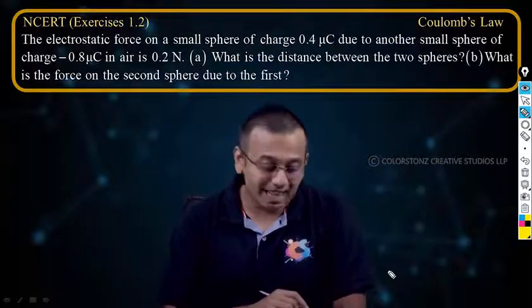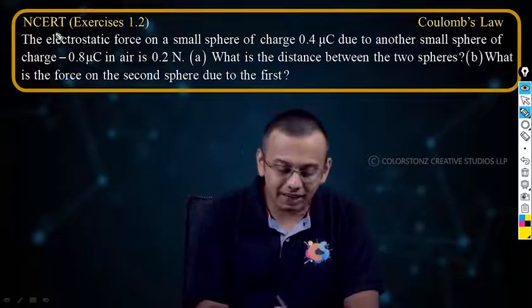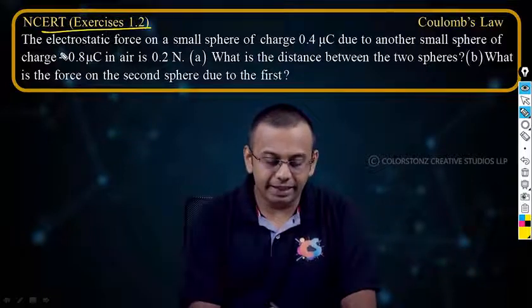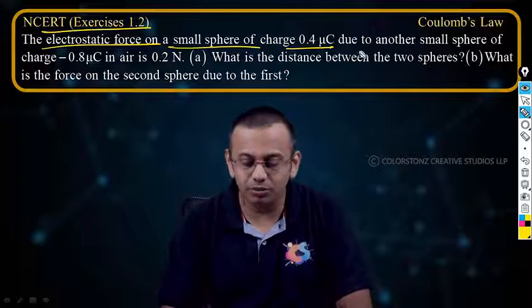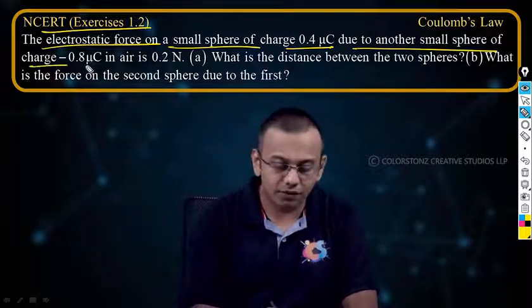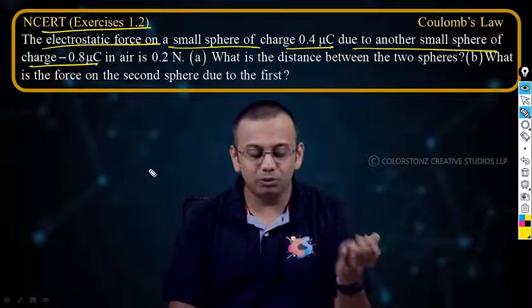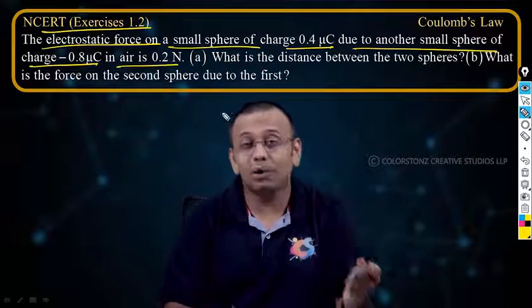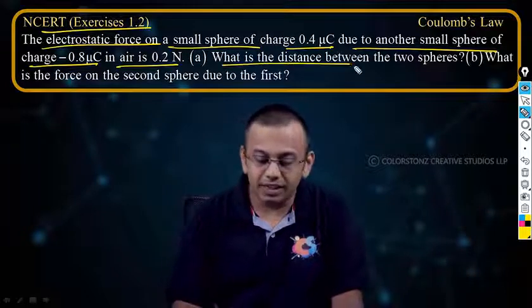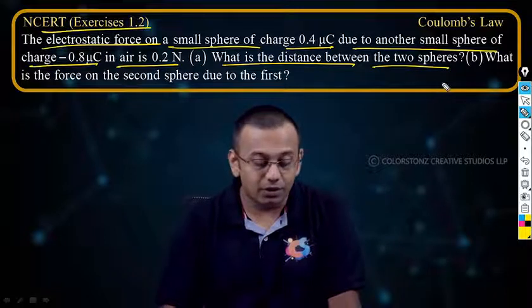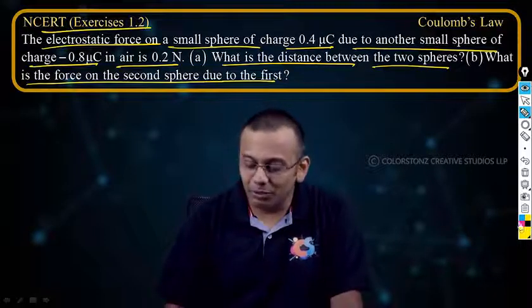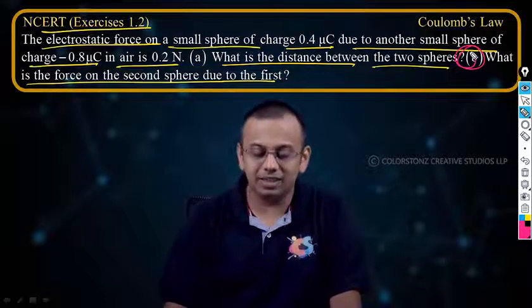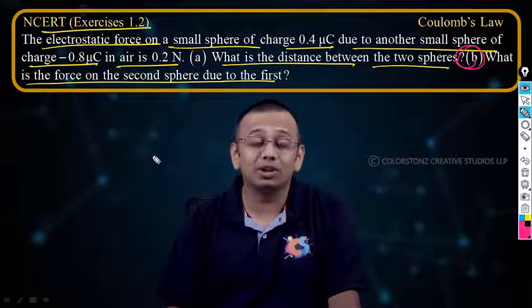All right, so this is the next question. This is from NCERT, exercise 1.2. The electrostatic force on a small sphere of charge 0.4 microcoulomb due to another small sphere of charge minus 0.8 microcoulomb in air is 0.2 newtons. What is the distance between the two spheres? What is the force on the second sphere due to the first? So I'm going to answer this B part first because it's a very simple and direct question.